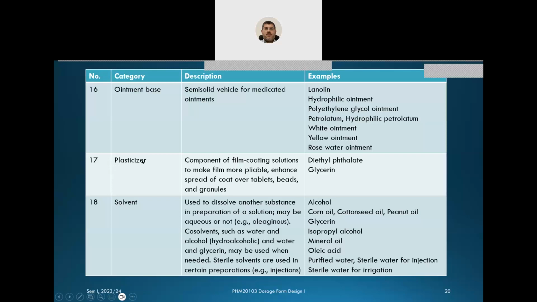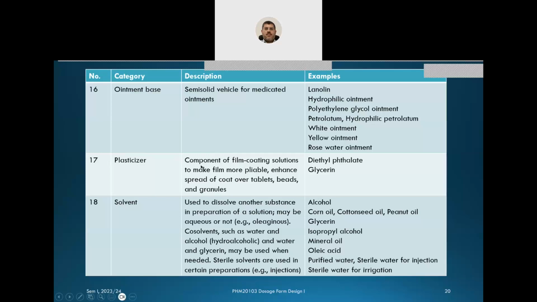Some materials are used as plasticizer, and from the name plasticizer, like plastic. What is the property of plastic? You can twist the plastic, it will not break, right? So you make it more elastic. So if we put plasticizer in your matrix, it will make it not easily breakable.